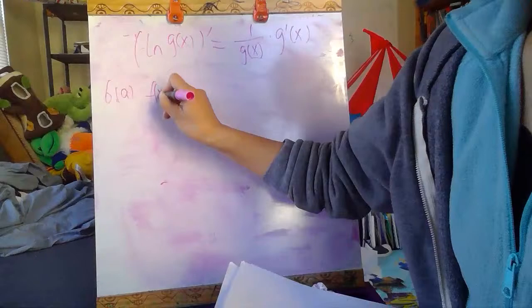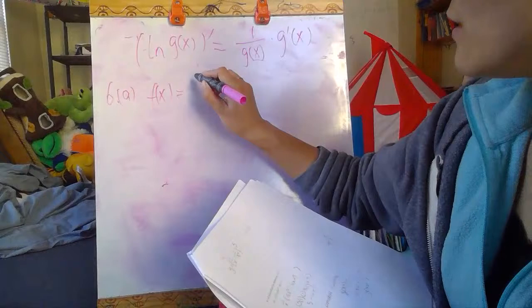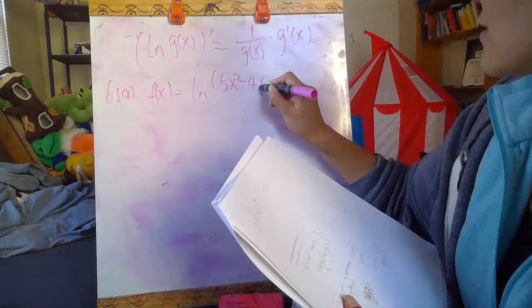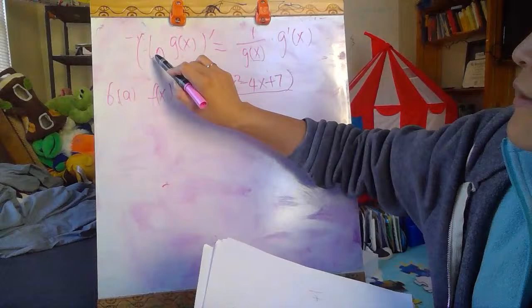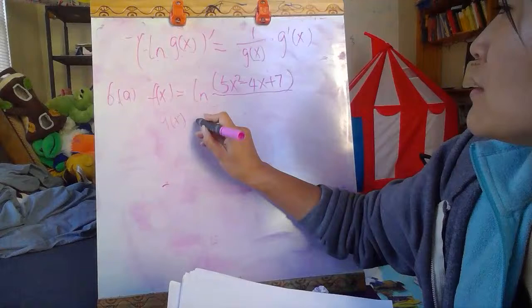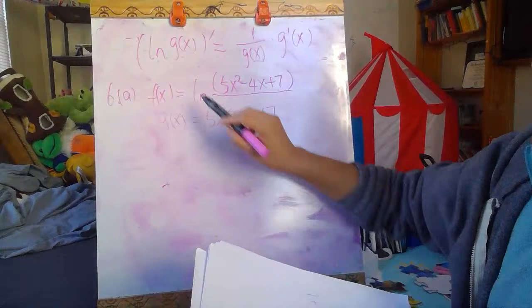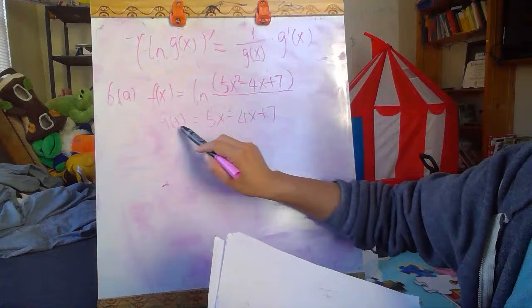f of x equals natural log of 5x squared minus 4x plus 7. So look, this is natural log. This is not x. This is a function. So that's why we need to use this rule, natural log g of x. So g of x in this problem is 5x squared minus 4x plus 7.